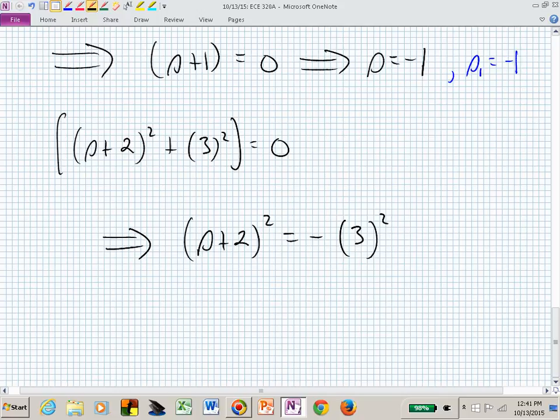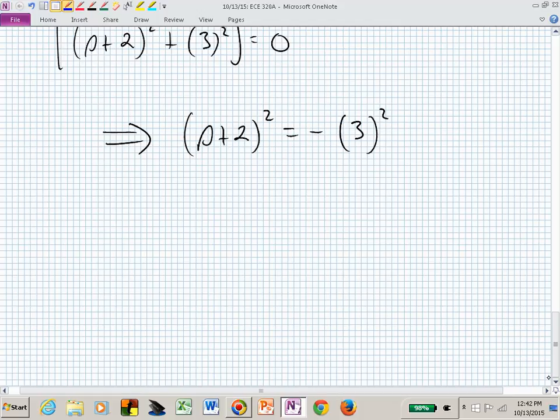Let me take the square root of that and realize that the square root of minus 1 is j in ECE terms. In math, it might be i, but I don't like to use the letter i. I like to stay in the third person. Sorry. So what do we have? We now have s plus 2 is equal to plus and minus j3.